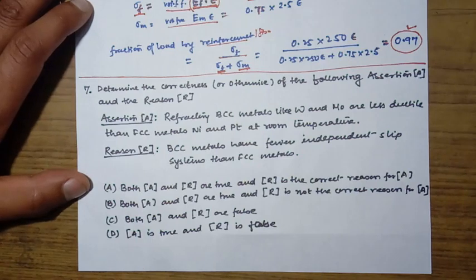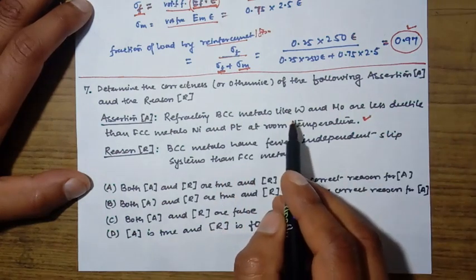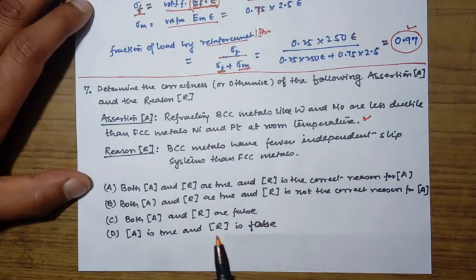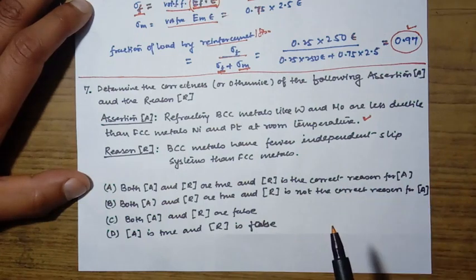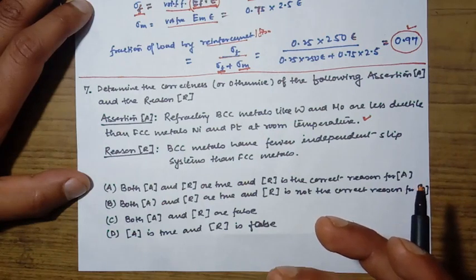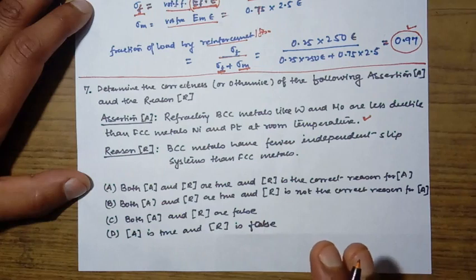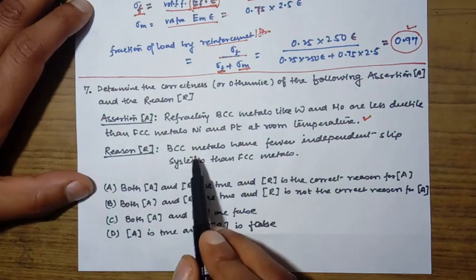So this statement is correct here, because BCC metals like tungsten and molybdenum are basically stronger materials as compared to FCC nickel, and since they are stronger, less ductility is there. Now second, the reason is the BCC metals have fewer independent slip systems than FCC metals.